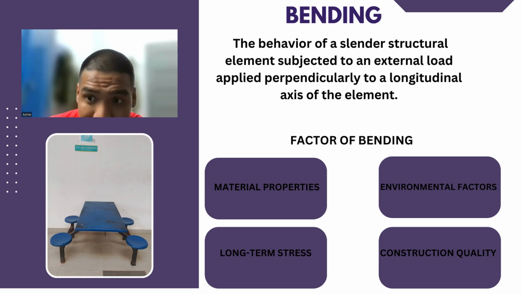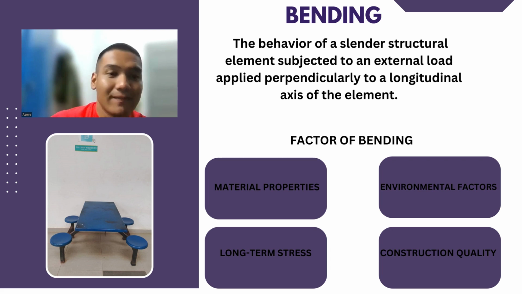Material properties are based on the material that we choose. On our object, the materials that we chose are plastic and iron. For the environmental factors, the common ones are temperature and humidity. Long-term stress is like load distribution, and construction quality is about how the design is specifically created on the object, which is the table. Alright, that's all.